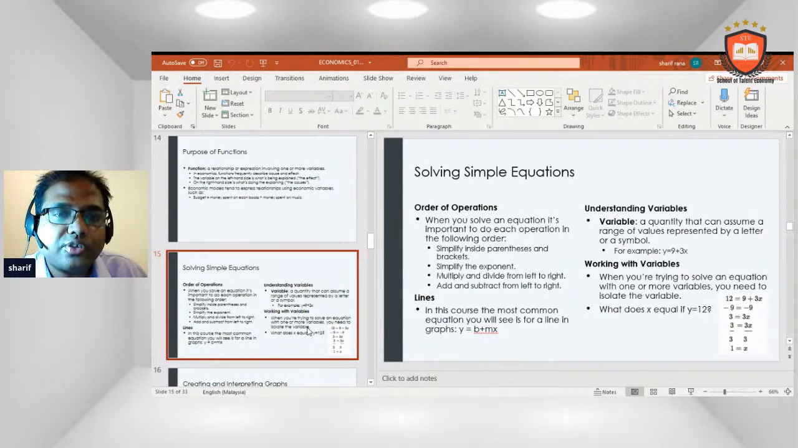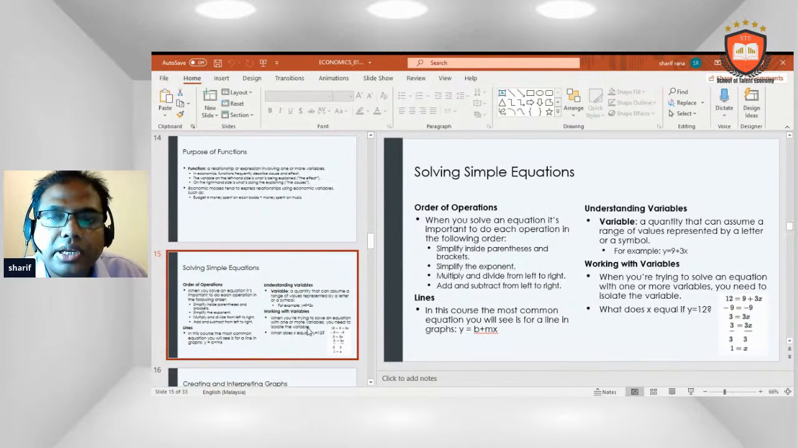Solve simple equations: order of operations. When you solve an equation, it's important to do each operation in the following order: simplify inside parentheses and brackets, simplify the exponents, multiply and divide from left to right, add and subtract from left to right. Lines in the course: the most common equation you will see is for a line in graphs.